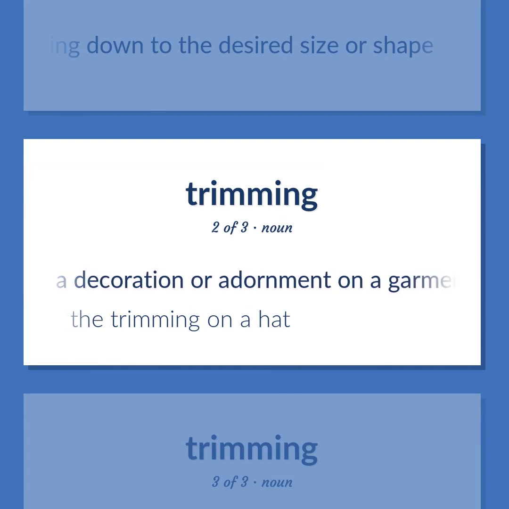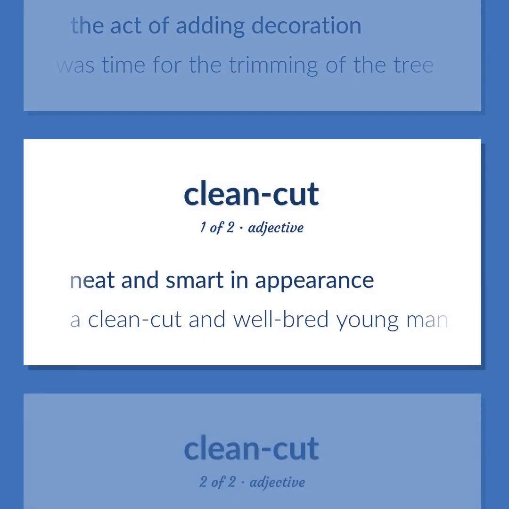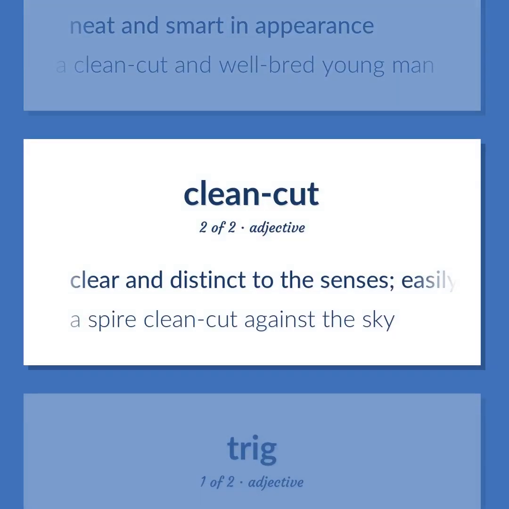A decoration or adornment on a garment. The trimming on a hat. The act of adding decoration. The children had to be in bed before it was time for the trimming of the tree. Neat and smart in appearance. A clean-cut and well-bred young man. Clear and distinct to the senses, easily perceptible. A spire clean-cut against the sky.